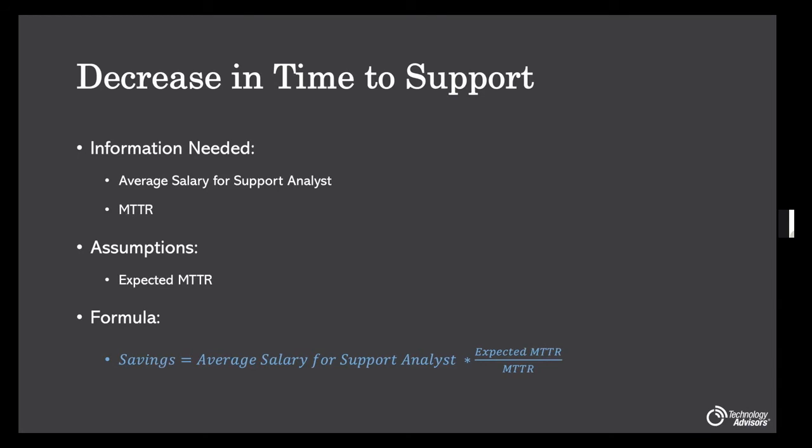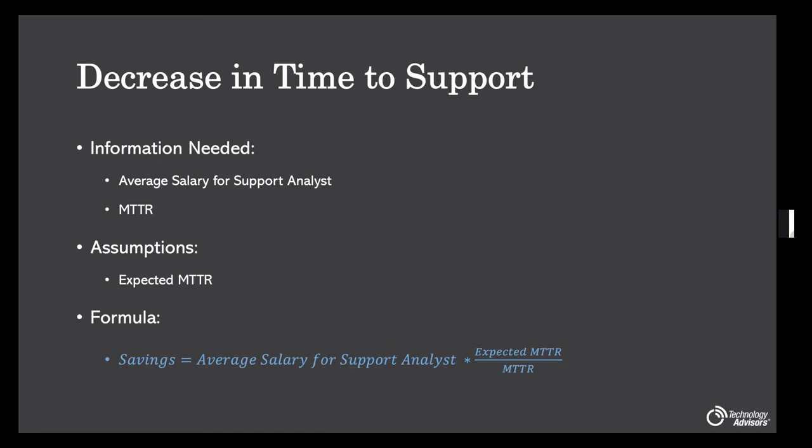And then the support time decreases. I'm looking at the average salary for a support analyst, the mean time to repair, and the expected new mean time to repair because people are using our tool to do things faster. So the savings is actually the salary times the ratio between the new mean time to repair and the old mean time to repair. And if you can take 10% off the time to repair, you could expect that you would need 10% fewer support analysts.